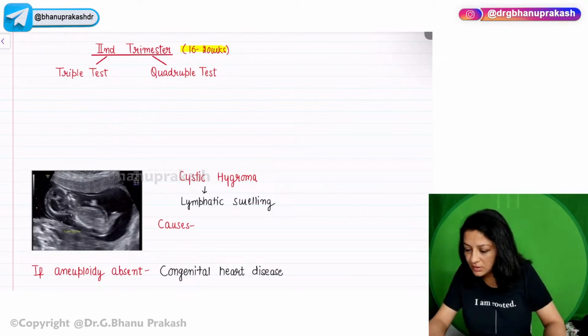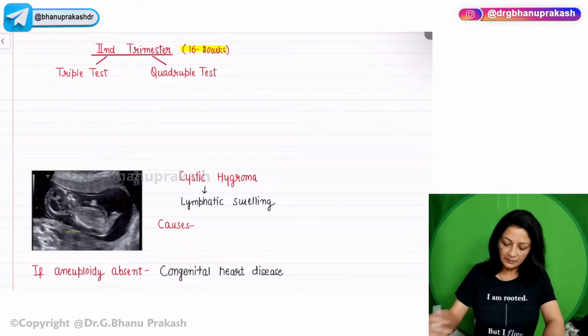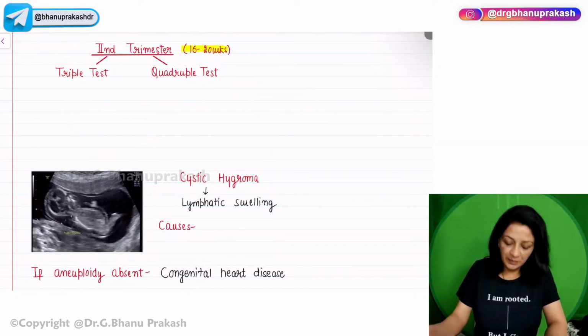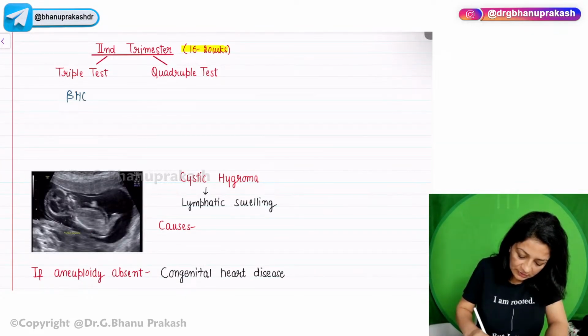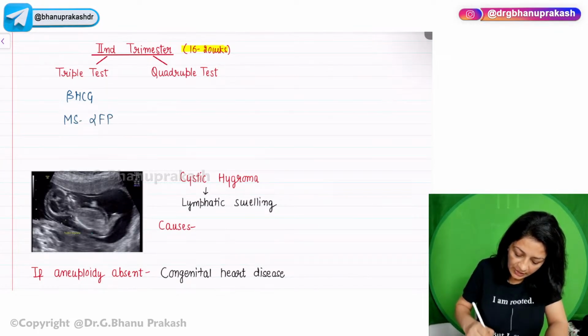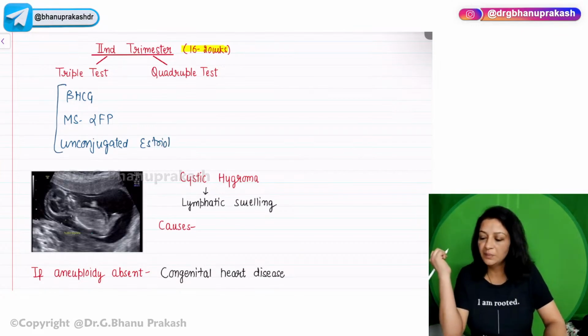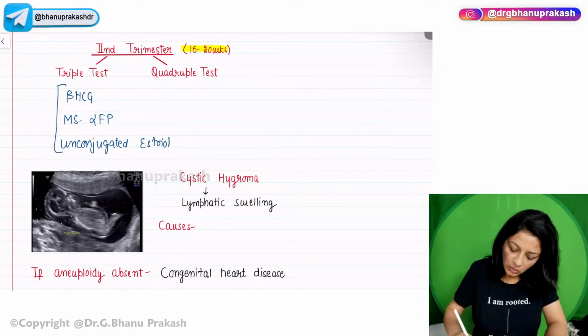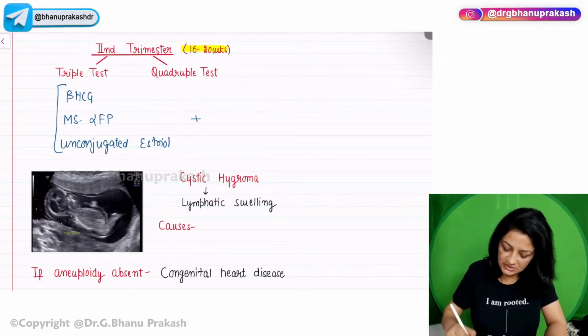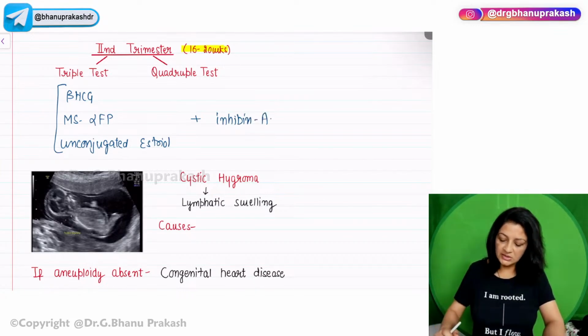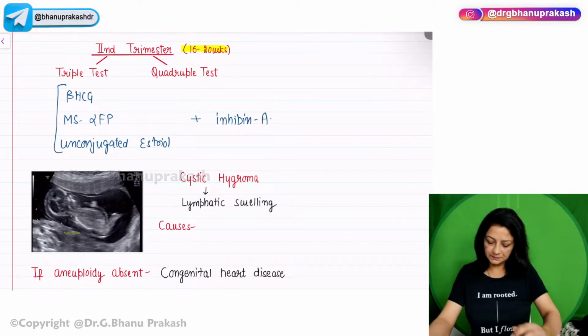Yes, Dr. Rahul Tiwari, I will share the PDF, sure. So triple test: beta HCG, maternal serum alpha fetoprotein and unconjugated estriol. So these are the triple test. कब करेंगे? In second trimester. And quadruple test, all three tests plus inhibin A. So these are called the quadruple test.